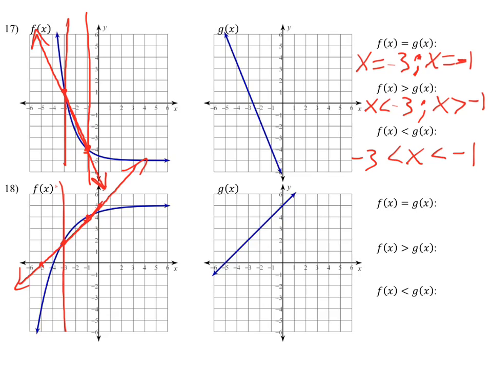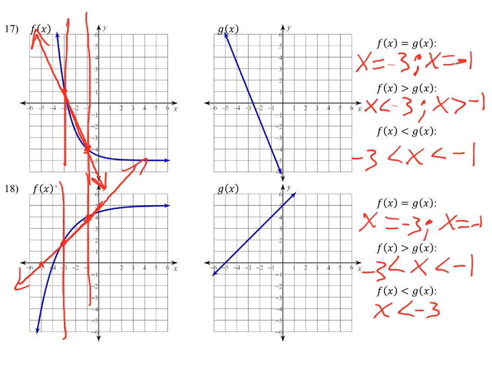Moving on to 18, our 2 important x values are still the same ones, when x is -3 and when x is -1. Right here in the middle, the exponential function is greater, so that one's going to have your middle inequality going. So -3 less than x less than -1. And when you go outside of that, as in when x is less than -3 and x is greater than -1, the linear function is up above, meaning f of x is less than g of x. And that should be it.